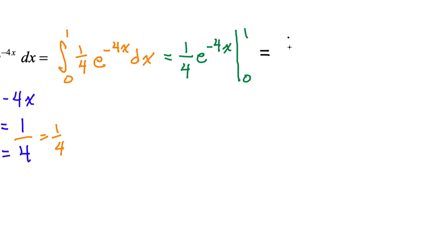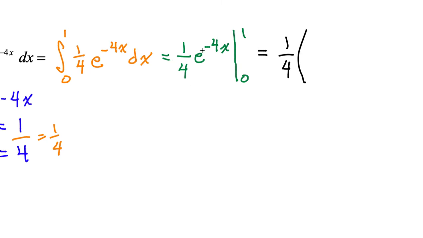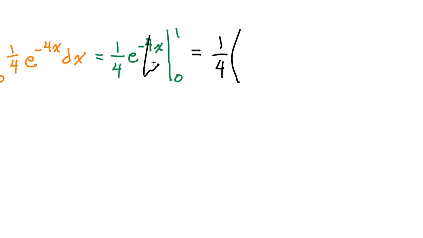So I'm going to leave this 1/4 out front. Whenever I have a number out front, I should always leave it factored out. It's less work for me to do, and I only worry about this stuff when I'm plugging in. Don't worry about the 1/4. So when I plug in 1, I get e to the negative 4.